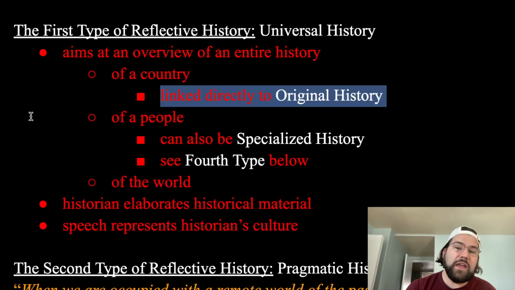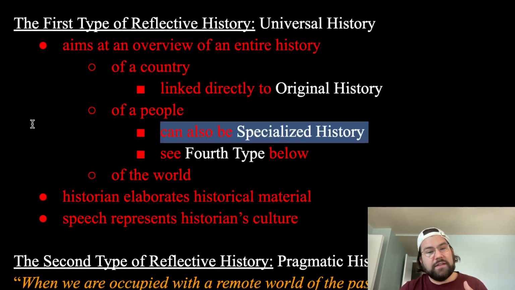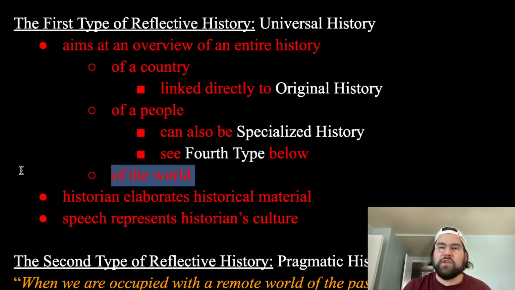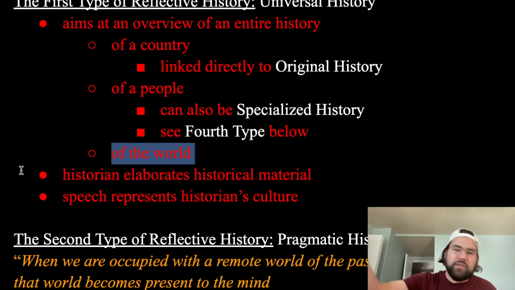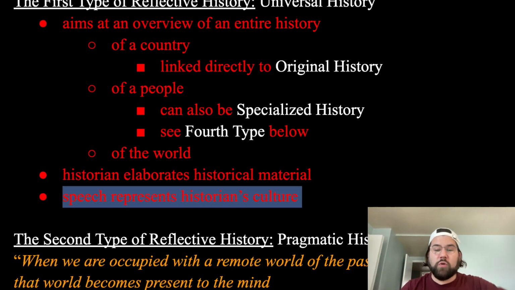If you're going to provide a universal reflective history of a people, this can start to be specialized. This is the fourth type, right? We'll see a little bit more of this below, right? This is very, very unique, very, very special. Same thing with the world. You can provide a universal reflective history of the world. Think of your textbooks on world history here, right? A little bit more on this. The historian at work here is going to be elaborating on historical material, trying to connect dots, dig a little bit deeper. And the speech is going to represent the historian's culture, right? So if I'm assembling a reflective universal history, I'm going to write it in my language.